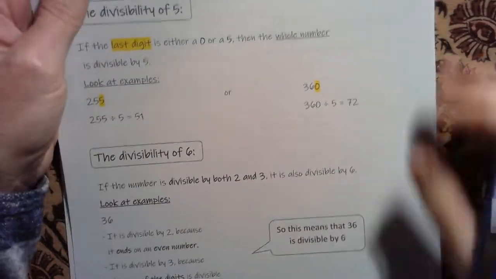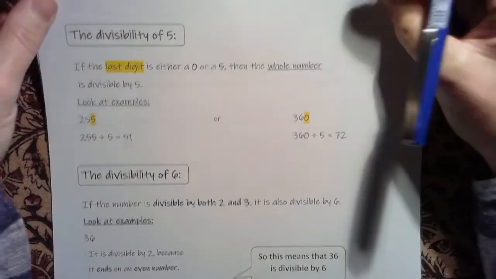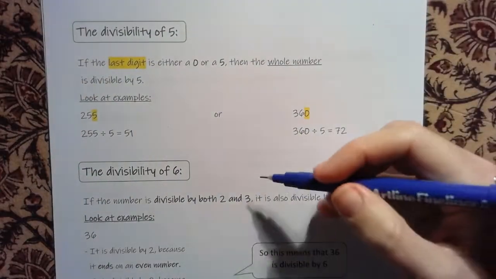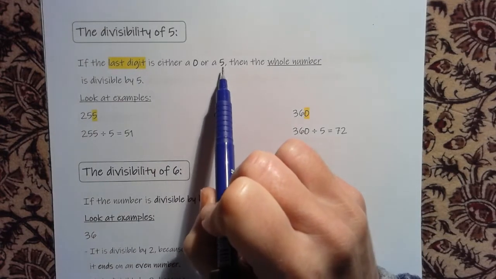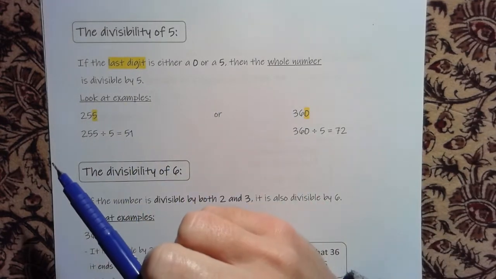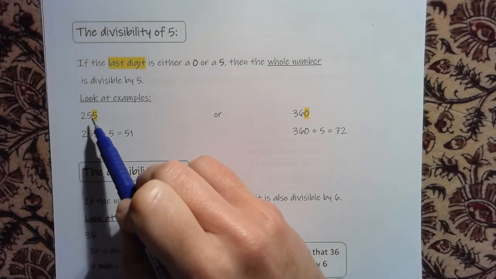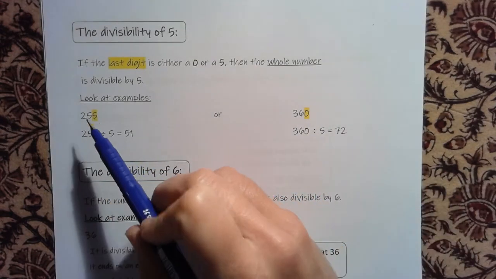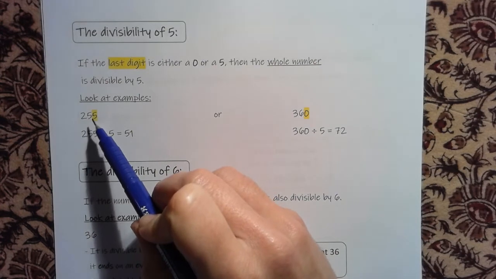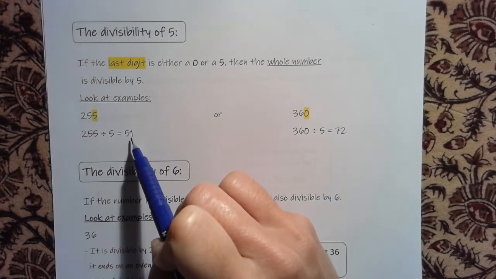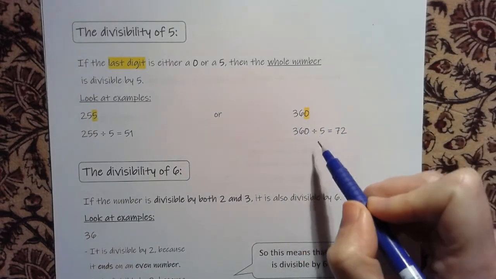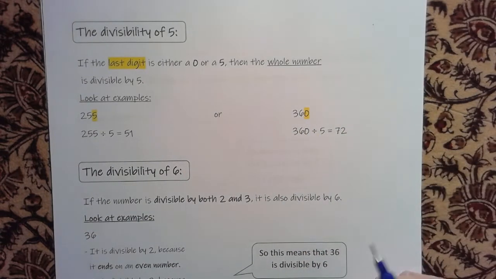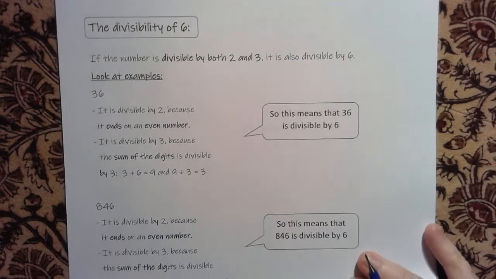Divisibility of 5. This one is an easy one. This one you should know. So how do I know a number can divide by 5? If the last digit is either a 0 or a 5, then the whole number is divisible by 5. So there are 2 examples, 255 and 360. This one, the last digit is a 5, so yes, it will divide by 5, and the answer is 51. The last digit here is a 0, so yes, it will divide by 5, so the answer will be 72. Divisibility of 6.